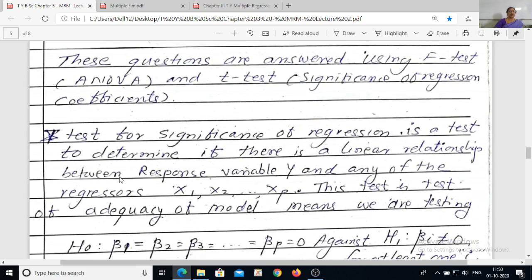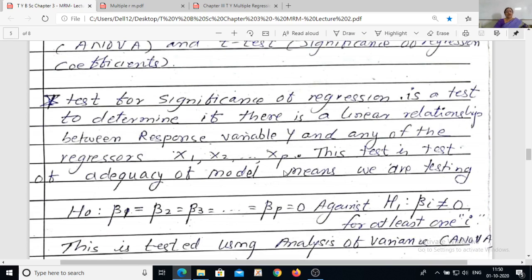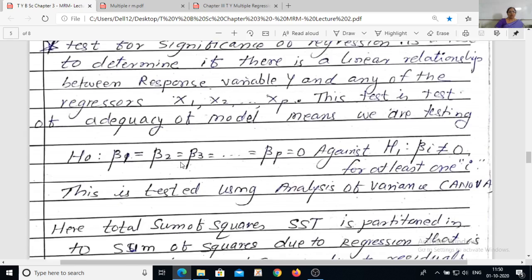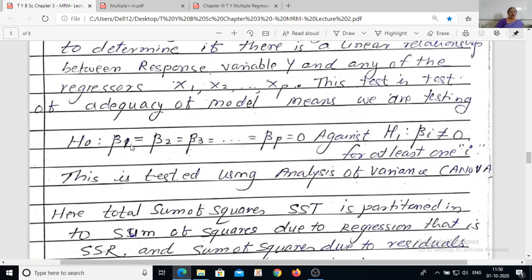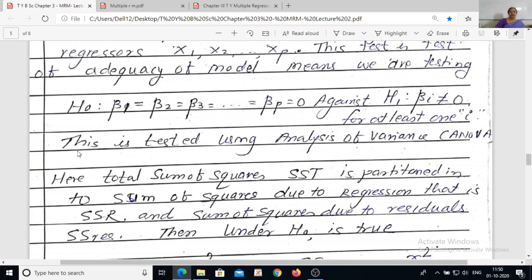So the first one is the test for significance of regression, to determine if there is any linear relationship between your response variable y and the regressors X1, X2, up to Xp, and whether any of the regressors X1, X2, up to Xp are really significant or not. This can be tested by using your ANOVA table. So my H0 is all beta 1, beta 2 up to beta p are equal to 0 against at least one beta I is not equal to 0.